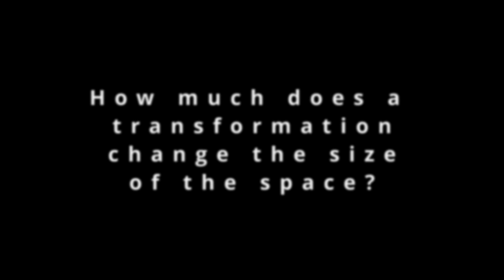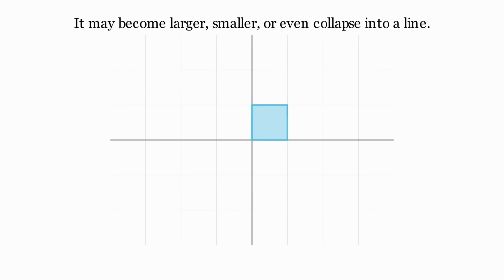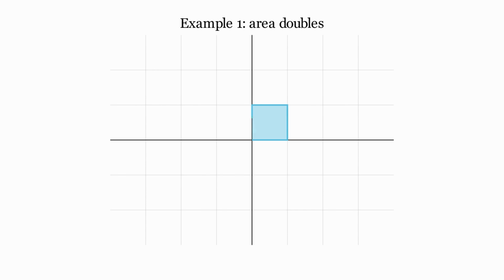Now let's ask one question. How much does a transformation change the size of a shape? Imagine drawing a unit square on the coordinate plane. Now apply a linear transformation. The square may become larger, smaller, or even collapse into a line. The amount by which its area changes is measured by a single number called the determinant.